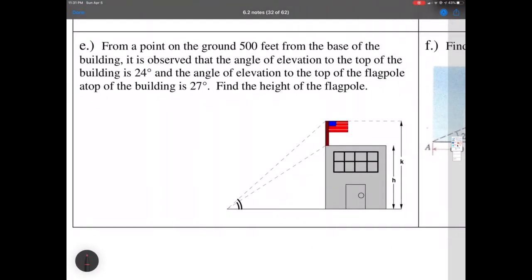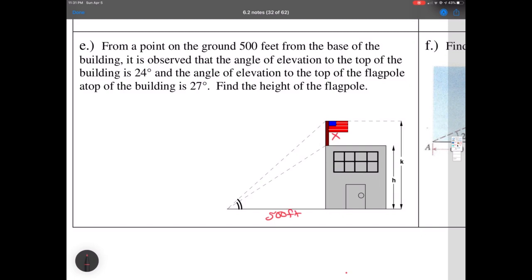Next example: from a point on the ground 500 feet from the base of the building, it is observed that the angle of elevation to the top of the building is 24 degrees, and the angle of elevation to the top of the flagpole atop the building is 27 degrees. Find the height of the flagpole. So I'm looking for that value x there. The point on the ground is 500 feet from the base of the building, so this is 500 feet.